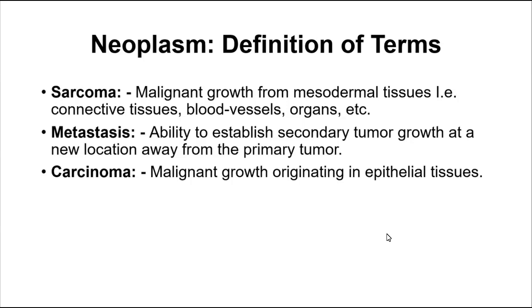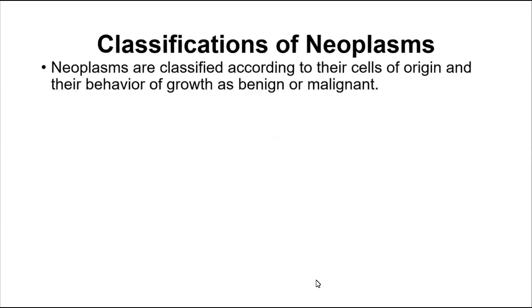For example, if you have cancer in the bone, you have osteosarcoma. If you have cancer in the cartilage, it is chondrosarcoma. If you have cancer in the blood vessel, angiosarcoma, like that. And then carcinoma, malignant growth originating from the epithelial tissue. If you can still remember our anatomy and physiology. So that's one. And then now let's go to the classification of neoplasm.